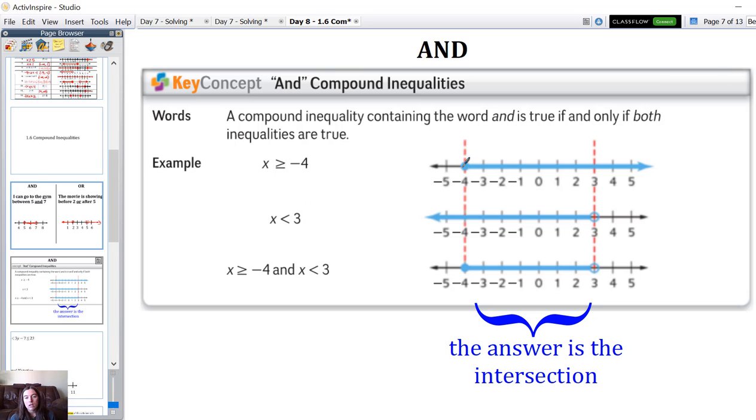So I've plotted greater than or equal to -4, and we've plotted less than 3, and we can see that there's an overlap between where those two things are happening. That makes it an "and" inequality. Both things are happening at the same time.